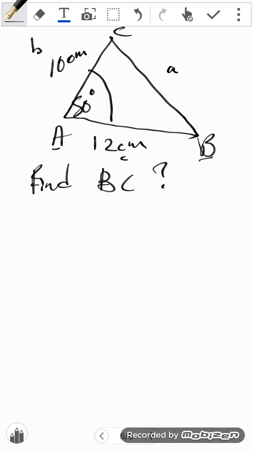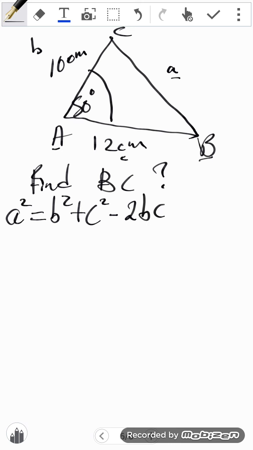Then you write first the letter of the line you're looking for. The line you're looking for is line BC. On line BC, you have the letter what? A. So you begin by saying A squared. You see? Because we have A. So A squared is equal to the two given sides. The two given sides are B and what? C. So we say B squared plus C squared minus 2 of the given sides, BC, times cos. The angle given is 50 degrees on what? A. So you say times cos A.